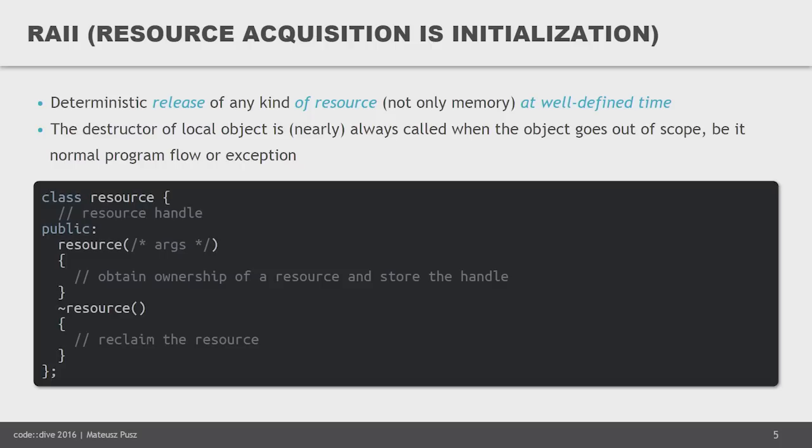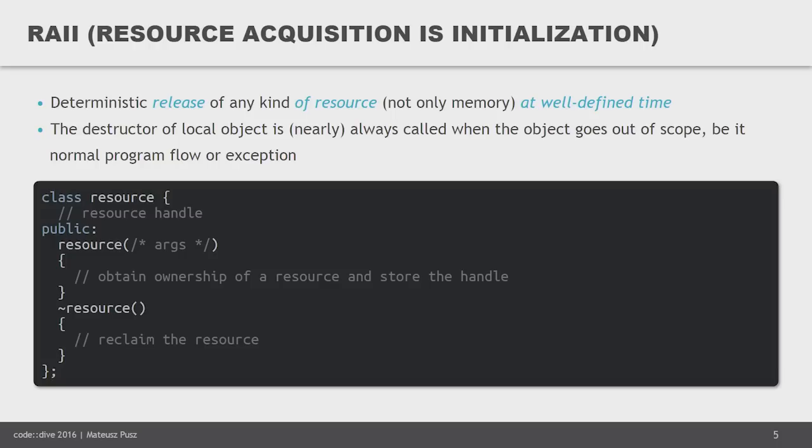Basically, the RAII is implemented in that way. You have some class resource that is managing some resource. You have some handle to it in a private section. You have a constructor that obtains the ownership. It doesn't mean that it has to allocate it. It can just get it from somewhere else, like the smart pointers do. And you have a destructor that does all the magic. So basically, it reclaims the resource.